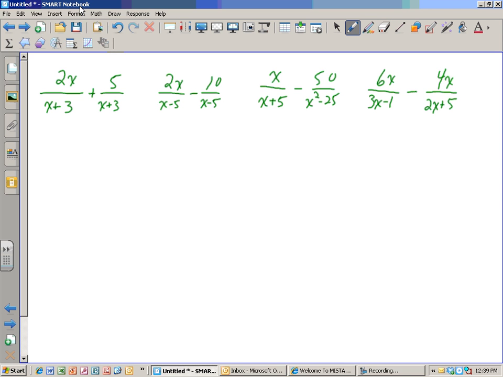So if I want to add this first problem, I've got 4 separate problems. This is not all one big long problem. All right, we got 4 separate problems. And if I wanted to add the first 2 together, I would simply add the numerators and then put it over the common denominator. I can't reduce anything. So that's all there is to it.